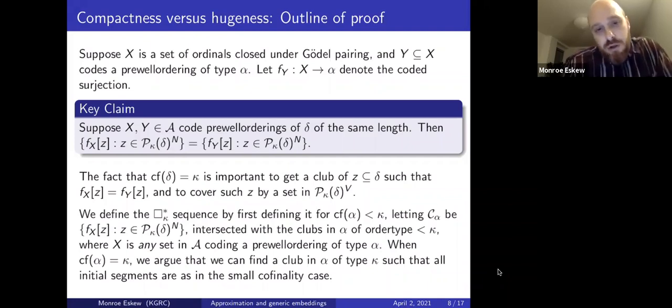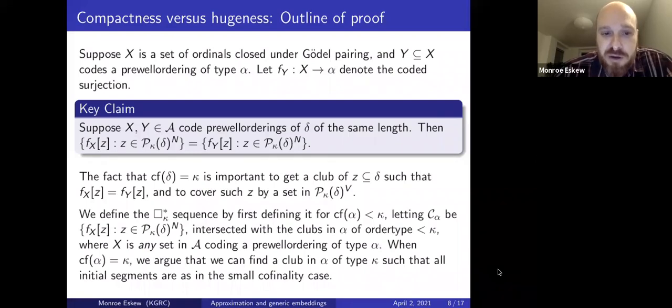Okay, I won't do the details of this claim, but I just want to say that it's a key thing for the argument. We're going to use in the proof of this claim the fact that the cofinality of delta equals kappa, and that's important to get a club Z contained in delta such that at least the images are the same.